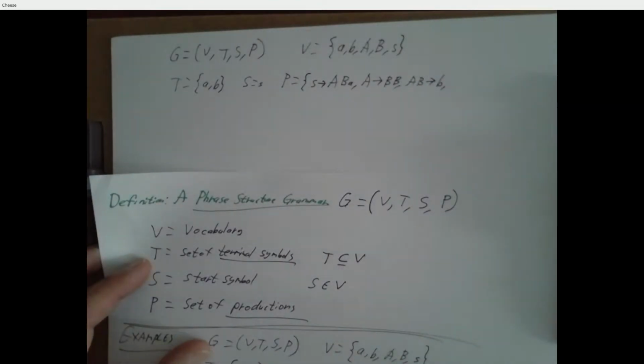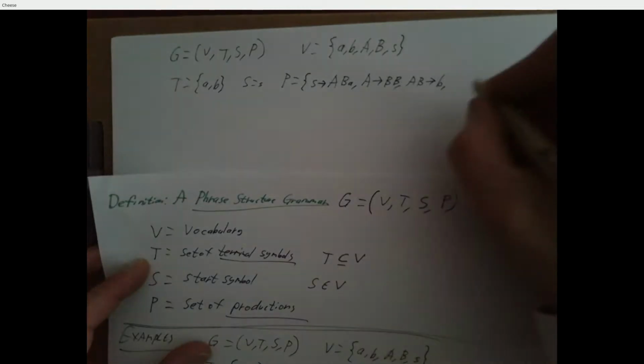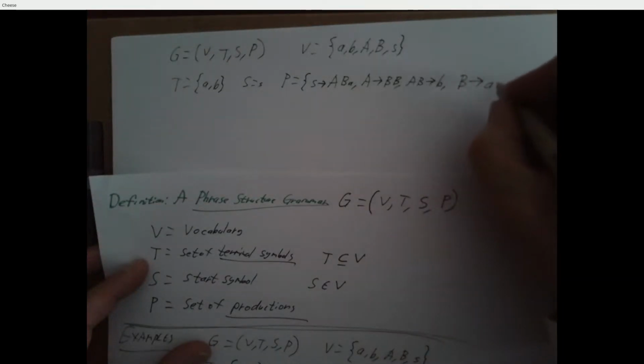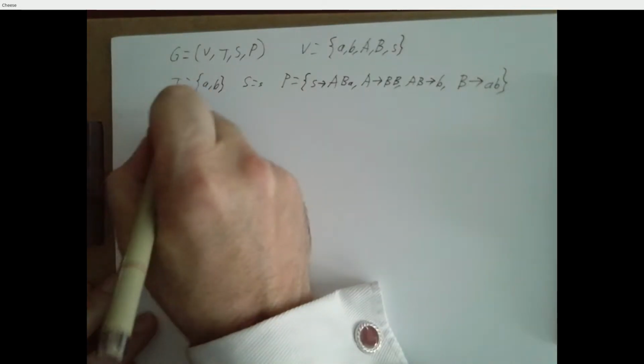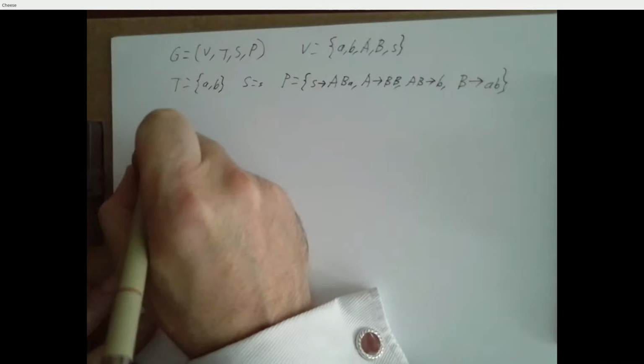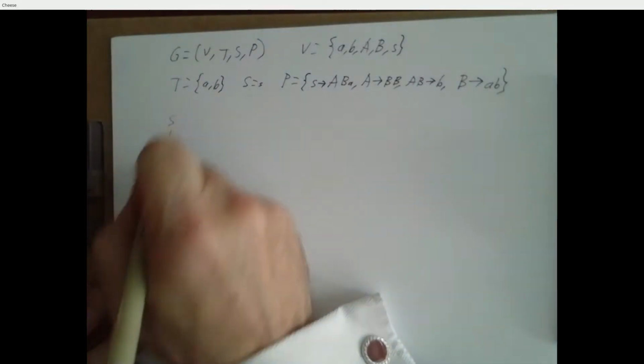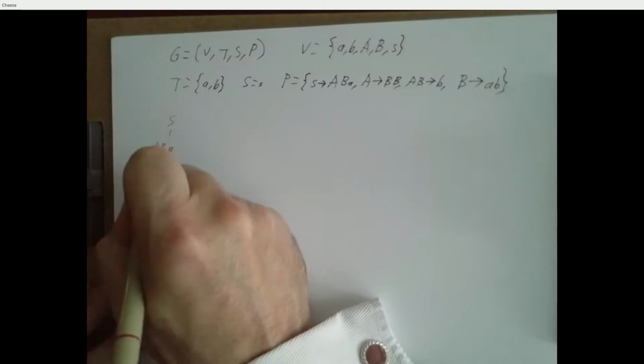So let's add one more production rule. Big B can be replaced by little a, little b. So we still have that first word that we found where we took S and replaced it with ABA, and we took AB and replaced it with B. And so we got BA.